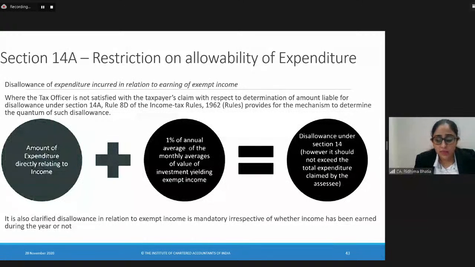Because if I'm having exempt income, obviously some investment must be standing in my books of accounts, correct? So annual average lena hai of the monthly average. What do you mean by annual average of the monthly average? Every month ka opening and closing का average, then 12 months सबका opening and closing का average, monthly average would come, then उन सबका total annual average which is divided by 12 का 1% would be my disallowance. So directly related expenditure and 1% of the annual average of the monthly averages of the investment yielding exempt income would be calculated and this would come in my total disallowance. But if anyhow the assessee proves that my total expenditure is much less than this, then total expenditure.